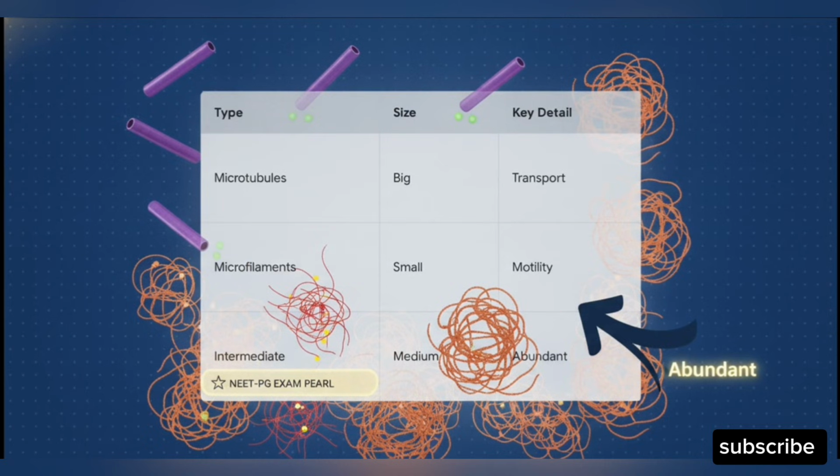The etymology here is pretty simple. Cyto means cell, and skeleton means bone. Just like our own bones, this is the cell's internal support system. It gives the cell its physical strength and is completely responsible for cellular movement.